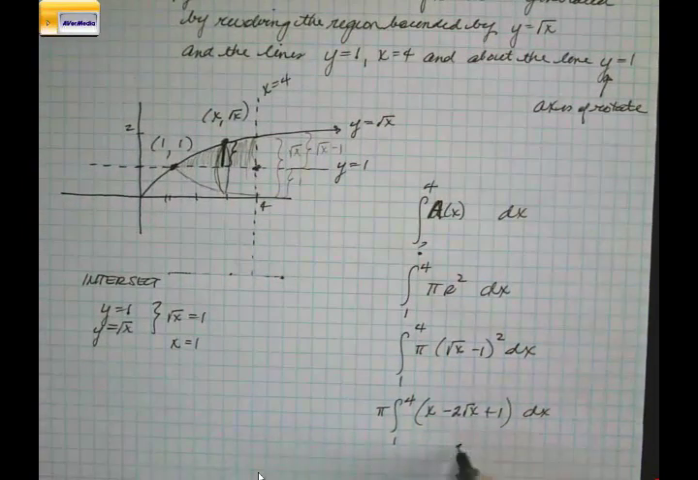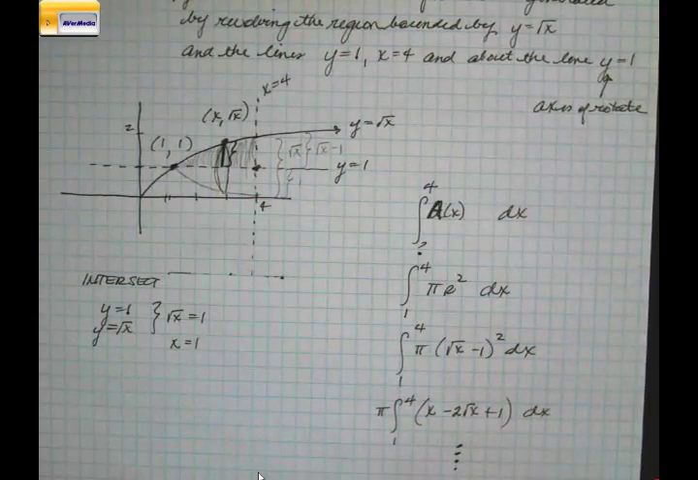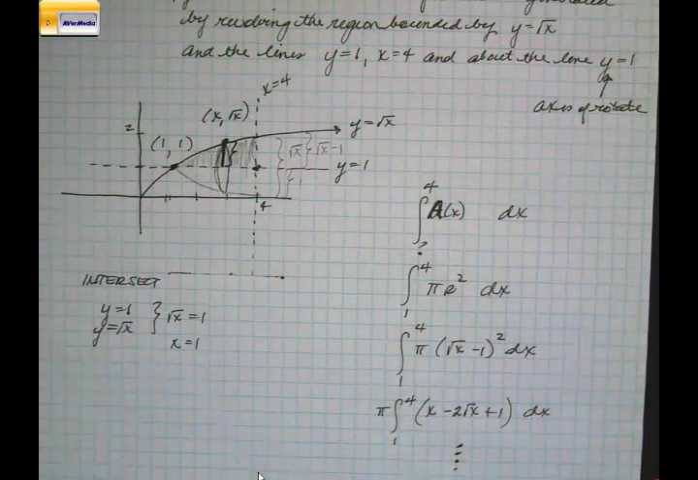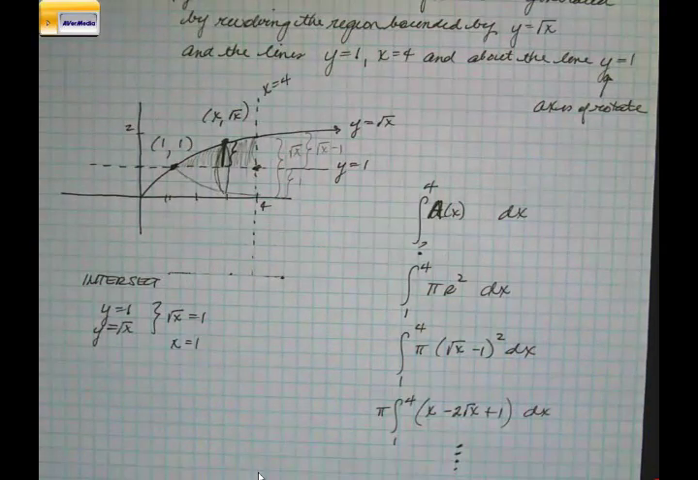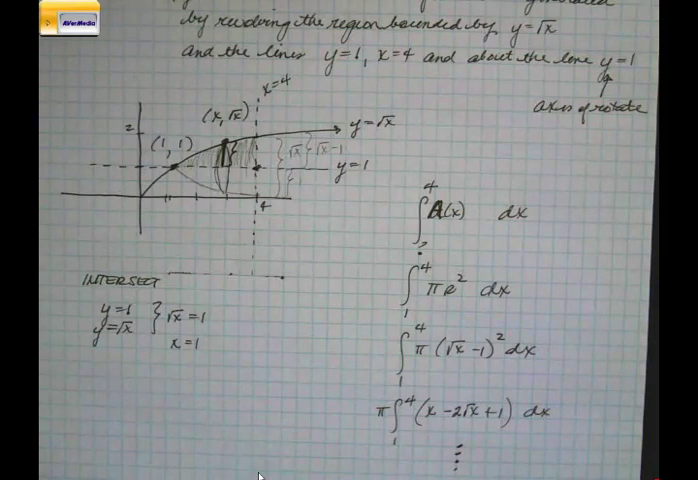And so after you've had a little work on doing that, you'll come up to the fact that this becomes 7 pi over 6 cubic units. So when you have something being rotated around an axis that is not your x-axis, you've got to pay a little more attention to what the r value is.